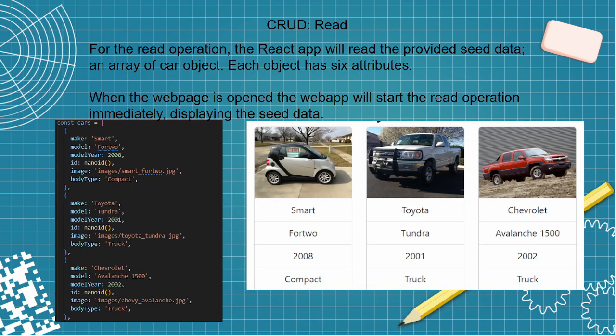For the read portion, the React object will read the provided seed data for the array of car objects. So, as far as the read operation is concerned, in the web application, it will immediately read and display the contents of that cars array.